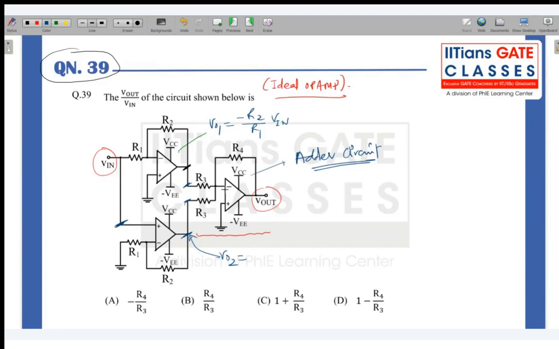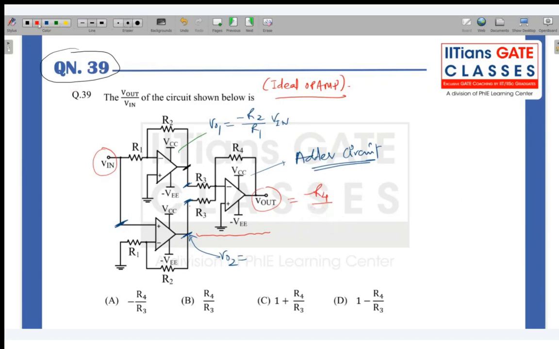As they have given two inputs, you can again apply the superposition. You take one input and find the output, take the other input and find the output, right? Then you can sum them up. That is called superposition. As you can see, this is again the inverting amplifier. So the output, suppose this is V naught 1 and this is V naught 2, because of V naught 1 will be minus R4 by R3, right?